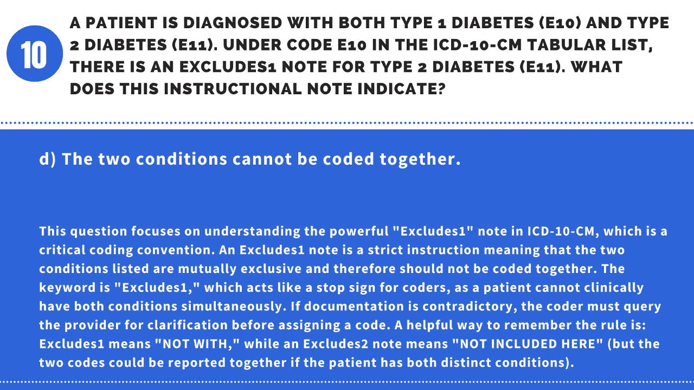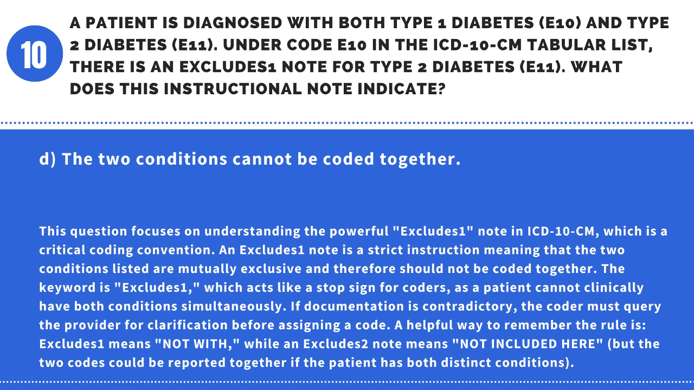Answer: D. The two conditions cannot be coded together. This question focuses on understanding the powerful Excludes 1 note in ICD-10-CM, which is a critical coding convention. An Excludes 1 note is a strict instruction meaning that the two conditions listed are mutually exclusive and therefore should not be coded together. The keyword is Excludes 1, which acts like a stop sign for coders, as a patient cannot clinically have both conditions simultaneously. If documentation is contradictory, the coder must query the provider for clarification before assigning a code.